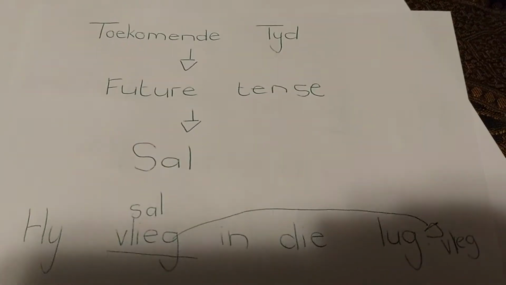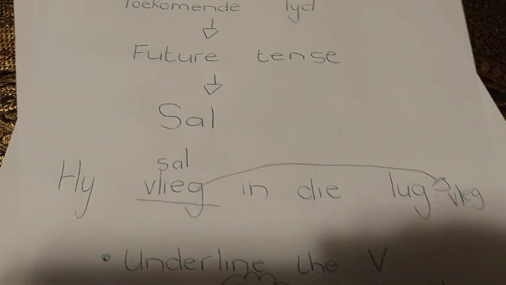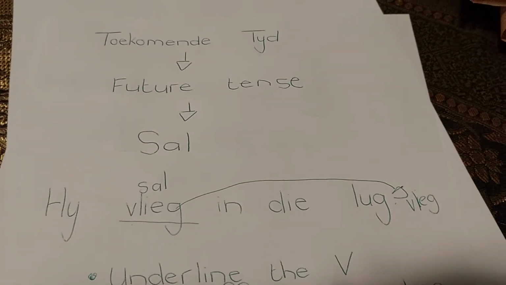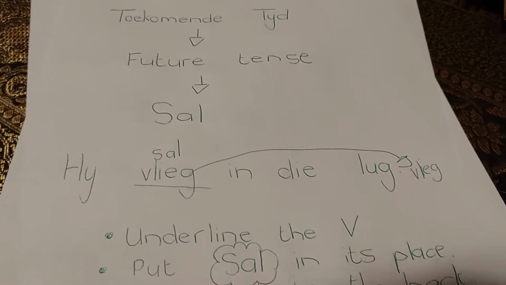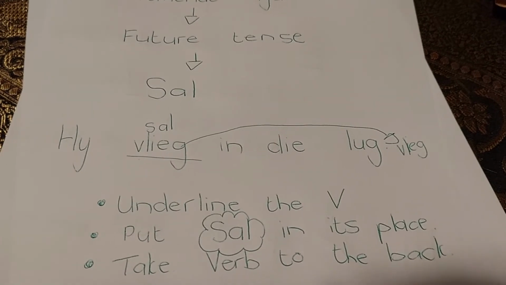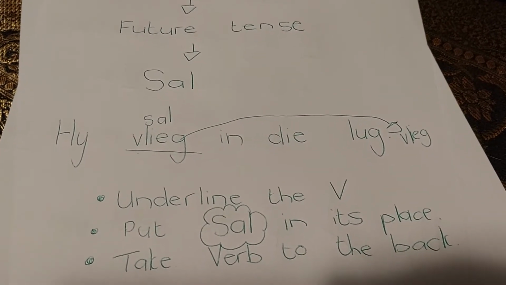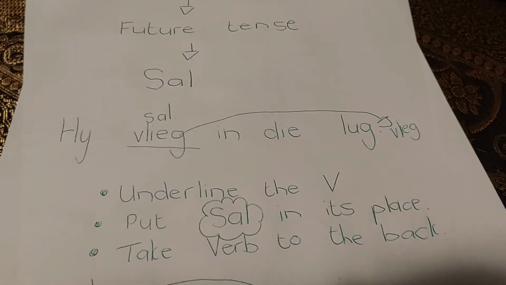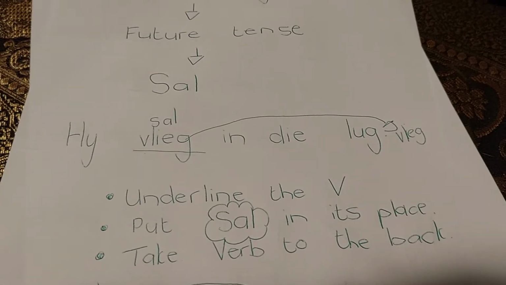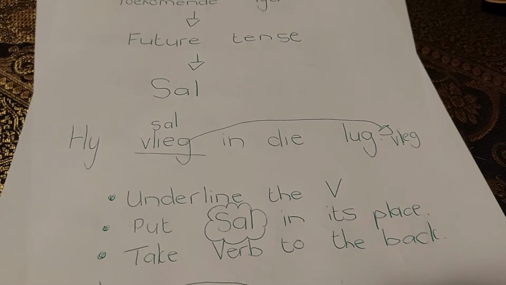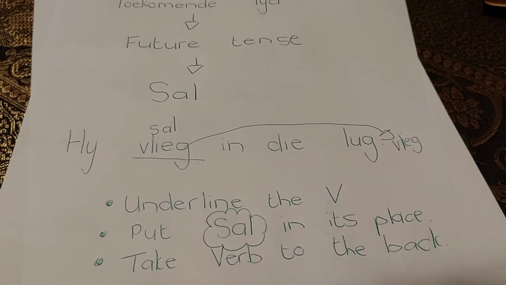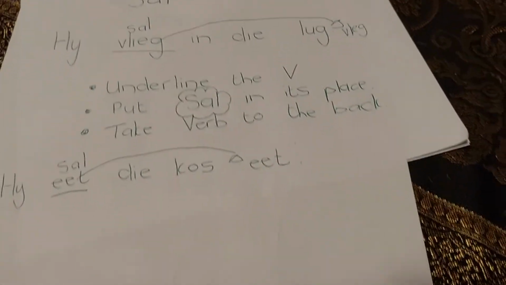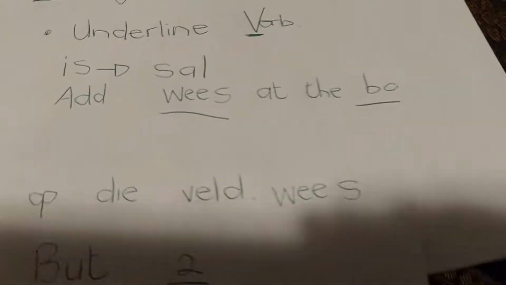Toekomende tyd. Toekomende tyd means future tense. When you hear the word or see the word toekomende tyd in your exam paper, the word sal needs to pop up. Okay? With future tense, you underline your verb. Okay? You put sal in its place. It doesn't matter whether your verb is het, or any doing word. You add sal in its place. Okay, now your two buts is coming.